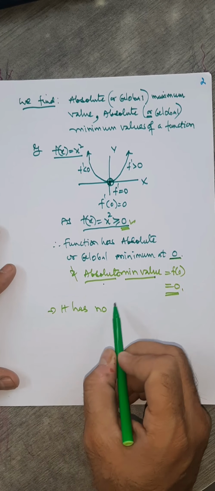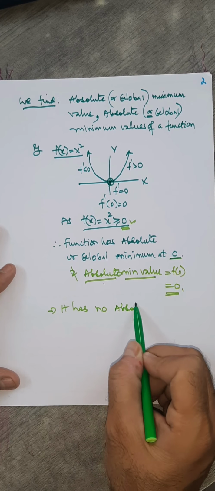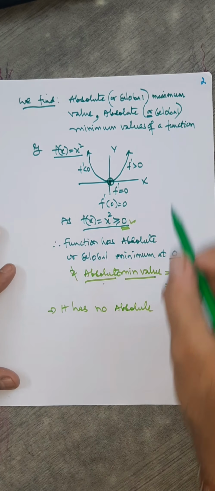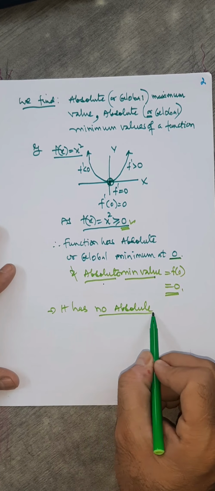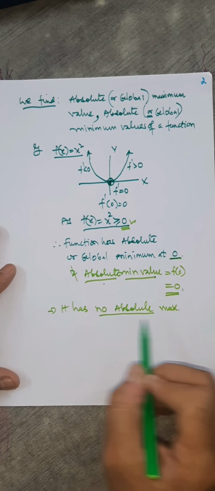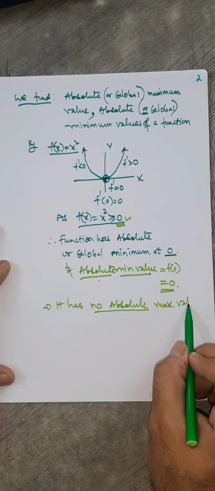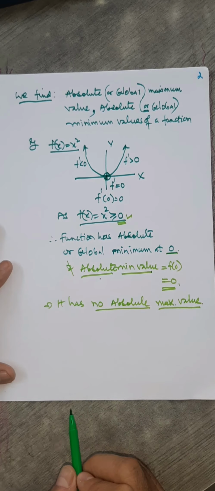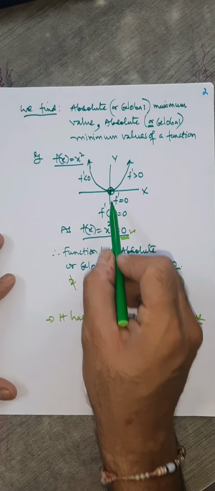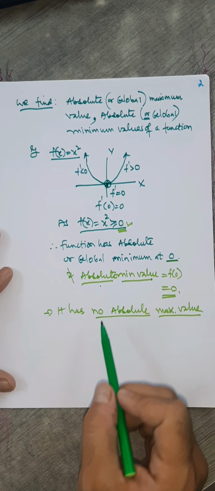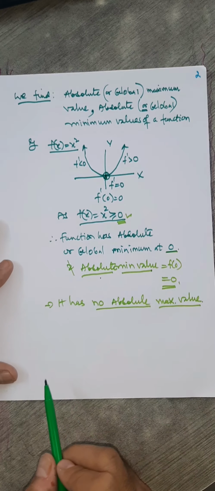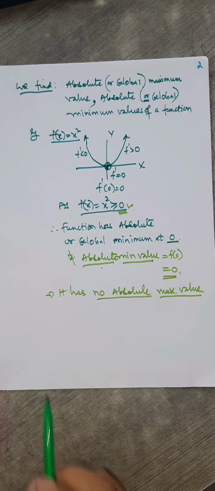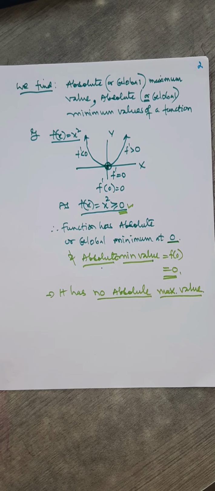It has no largest value, it has no absolute maximum value, because this graph never ends, you know. It goes on and on. So it has no absolute maximum value. So this becomes local as well as global. In the entire domain, this is the lowest value. Fine. So now you are clear.